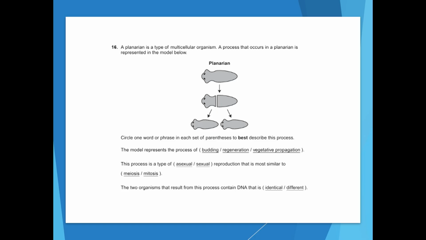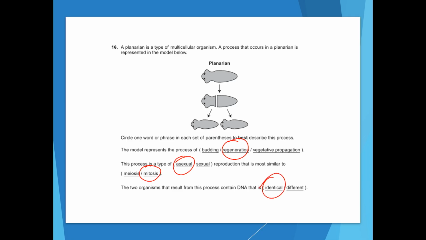Let's go to the next one here, okay? So this is talking about a type of organism. It says this is how it reproduces down here, okay? So it wants us to circle one word or phrase in each set of parentheses to best describe this process. Okay, so what's going on here is that the model represents the process of regeneration. This process is a type of asexual reproduction that is most similar to mitosis, okay? The two organisms that result from this process contain DNA that is identical, okay?